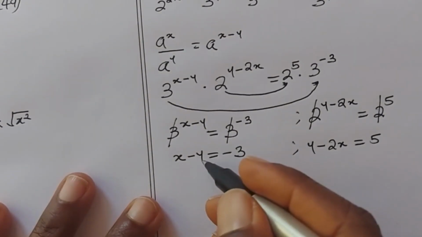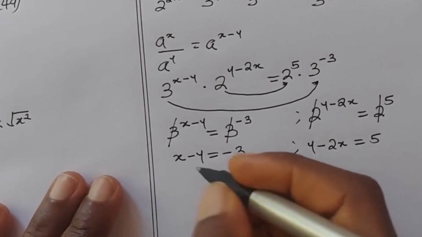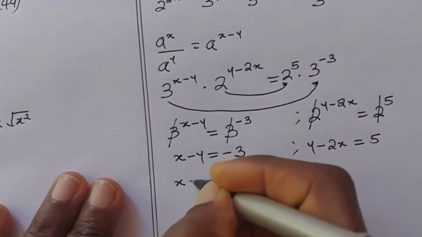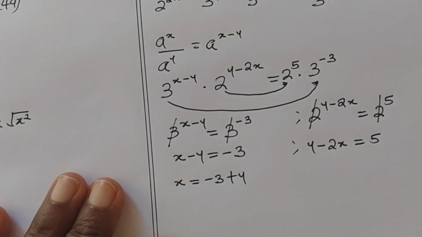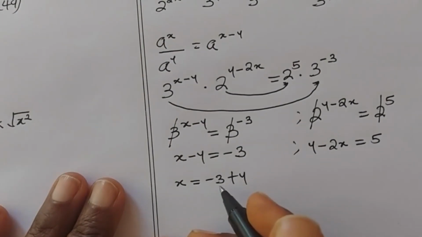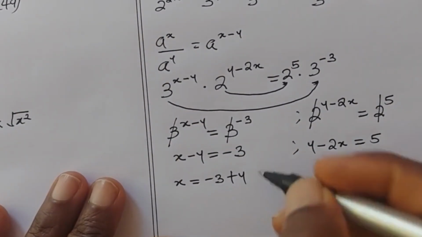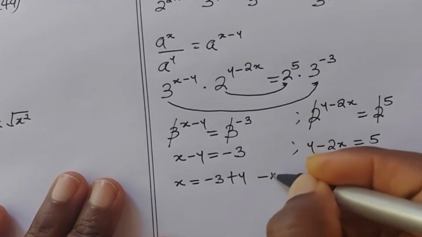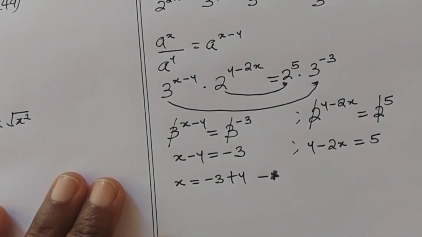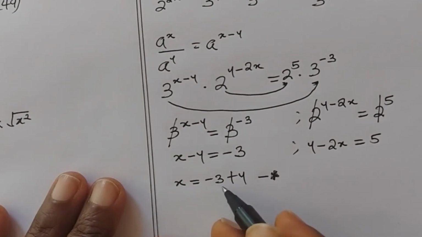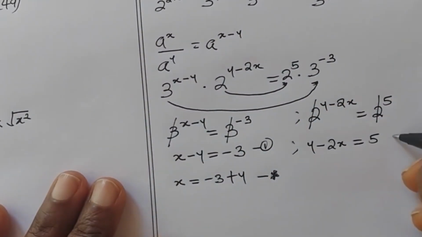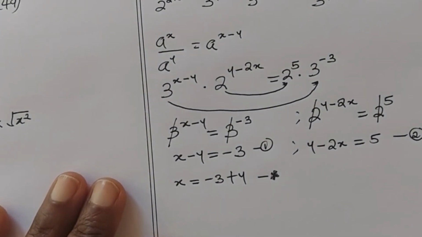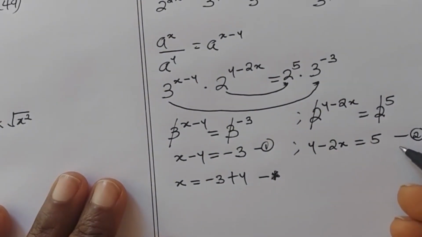I can transfer my x to the other side, meaning I can say my x is minus 3 plus y. Okay? My x is minus 3 plus y. So I can call that equation asterisk. So x now is minus 3 plus y, so I can put it in anywhere I see x. Let me call this one equation 1, and let me call this one equation 2. So you get what I'm saying now. This is equation 1, this is equation 2, and this is equation asterisk.